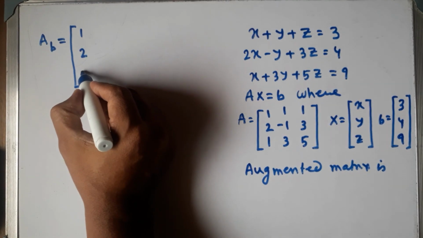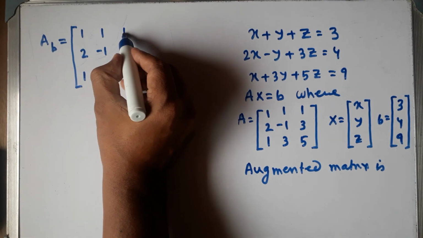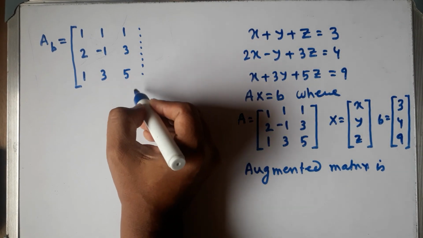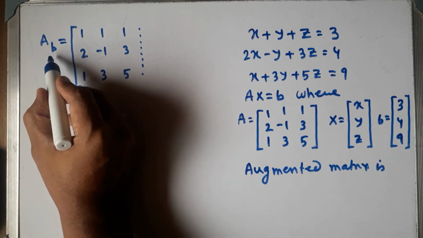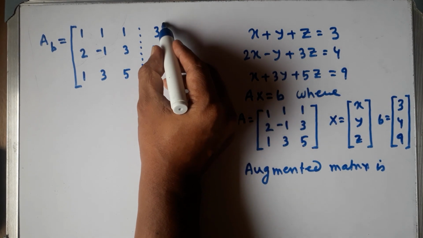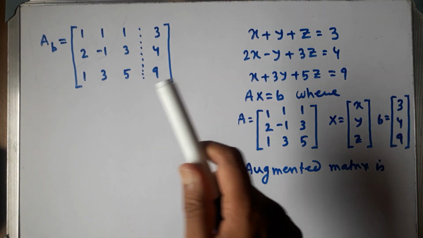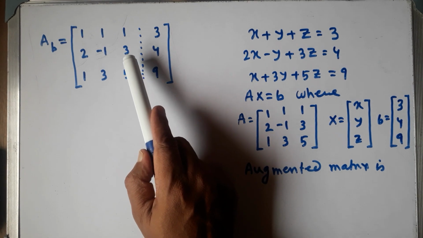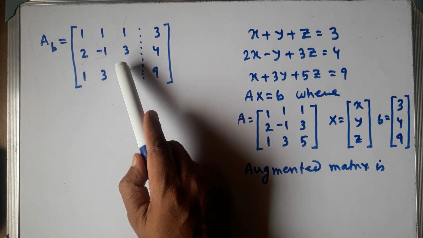1, 2, 1, 1, minus 1, 3, 1, 3, 5. This is A matrix, and separate this B matrix, that is 3, 4, 9. Now I just look at this matrix. From this matrix I can easily say what was the system of equations.